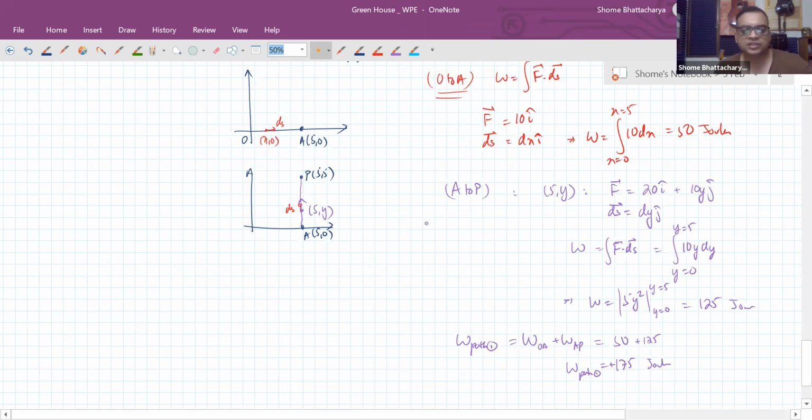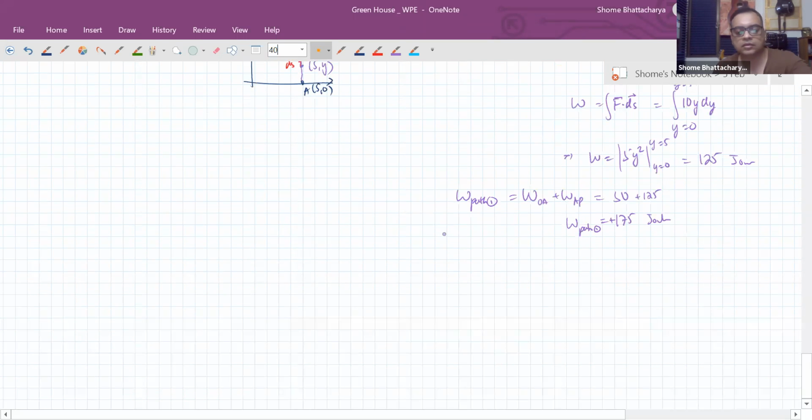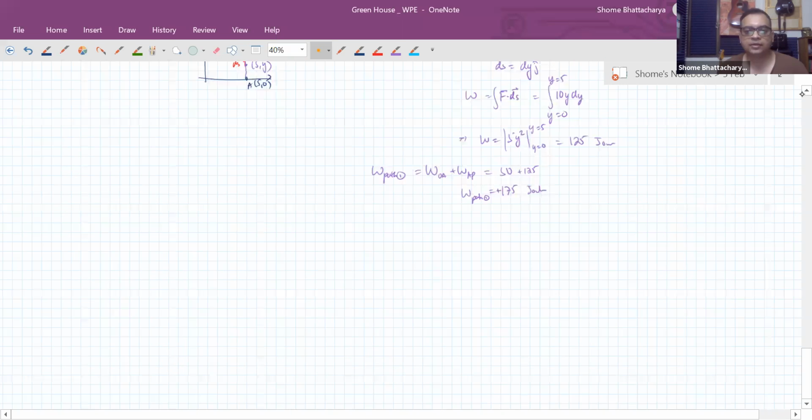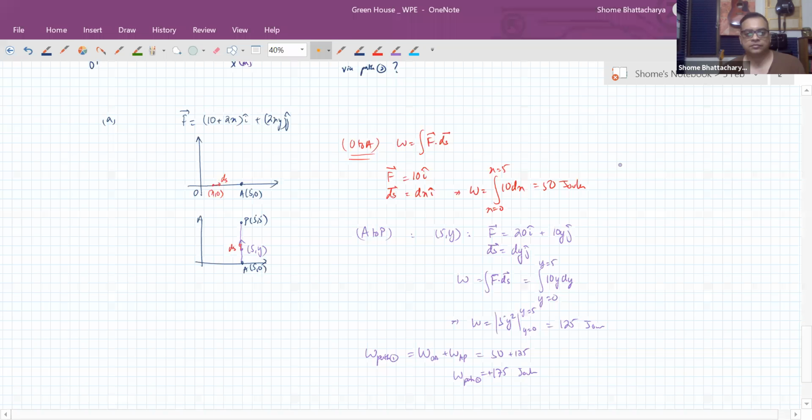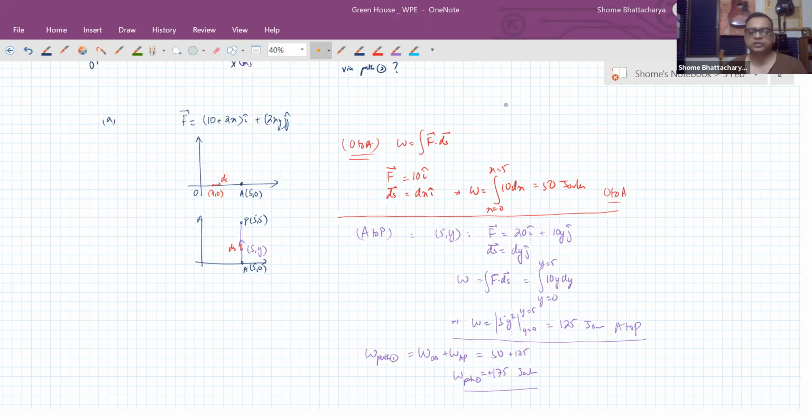Okay, so I'm just minimizing this a little bit so you can go through it, check the calculation also, let me know if everything is fine. So this is O to A, and then this is A to P. So now this is the net work done. Yes, because the value of x was 0 in the first part.